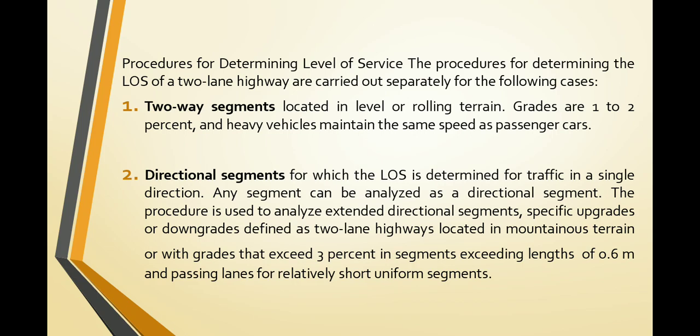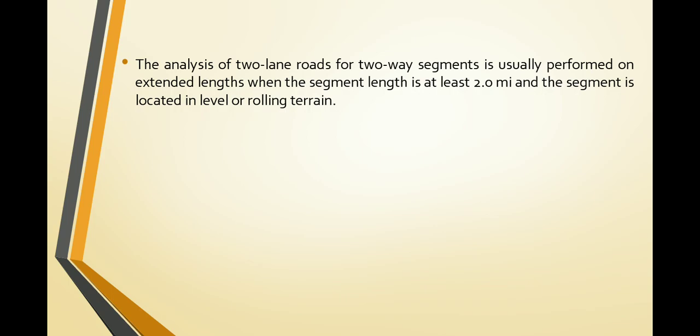Specific upgrades or downgrades are defined as two-lane highways located in mountainous terrain or with grades that exceed 3% in segments exceeding a length of 0.6 miles, and passing lanes for relatively short uniform segments. The analysis of a two-lane road for a two-way segment is usually performed on extended length when the segment length is at least 2.0 miles and the segment is located in level or rolling terrain.